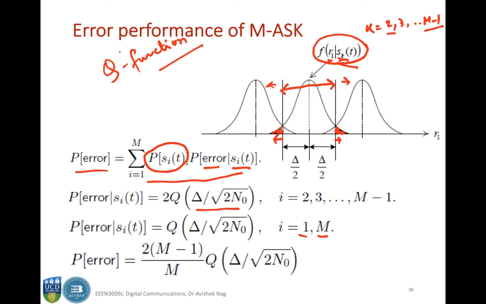So this area is basically the integration of this PDF, the integration of R1 given SKT from minus infinity to this value. And this value is k minus 3 by 2 delta. And this area is the same integration from k minus half delta to plus infinity.